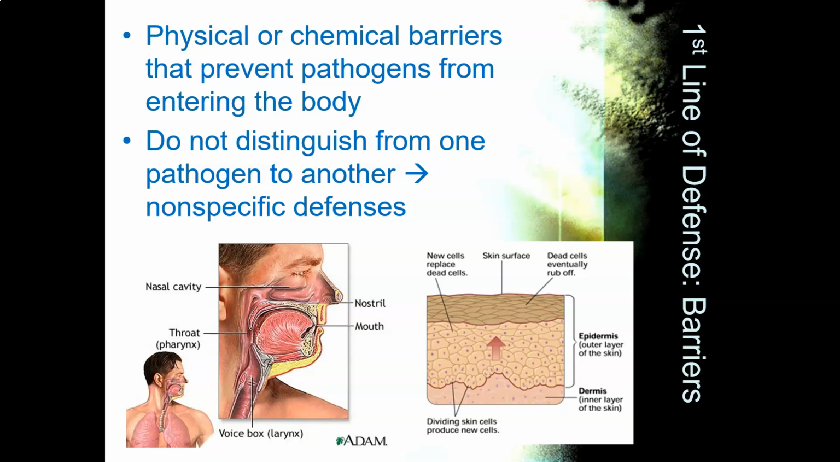We're going to keep talking through your immune system and start talking through these lines of defense and what they do and how they function. So let's just start at that first line, which is your barriers. Those barriers can be physical, or they can be chemical. The whole purpose of these barriers is really just to prevent the pathogen from entering your body in the first place. These are definitely non-specific defenses because they aren't going to distinguish one pathogen from the next.